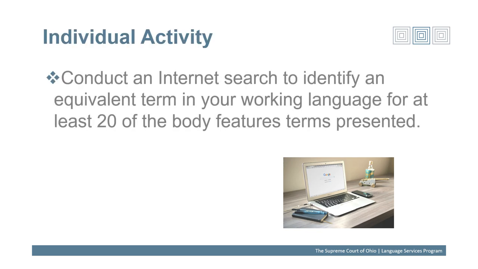Individual activity. Before we continue, conduct an internet search to identify an equivalent term in your working language for at least 20 of the body feature terms presented. You can use handout 5A provided to write them down.